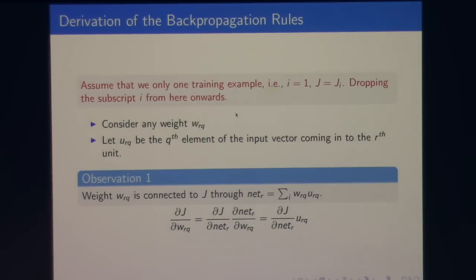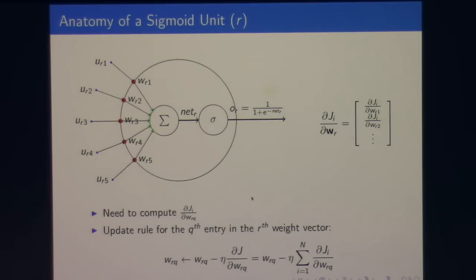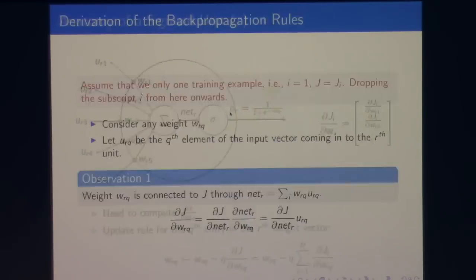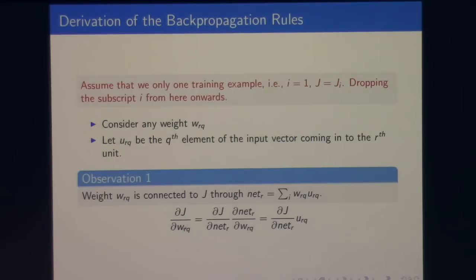So the first observation that I want you to understand is that if you look at J at the end, it will be connected to your weight through net. Because net is a function of WRQ, and then net goes into OR, and then OR gets combined into the J. So if you want to compute the derivative of this J with respect to this weight, you can compute it using the chain rule. Compute it with respect to net of R, then compute net of R with respect to WRQ. And let's see why that helps.